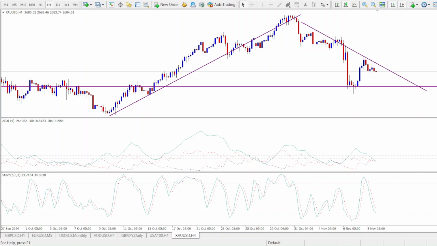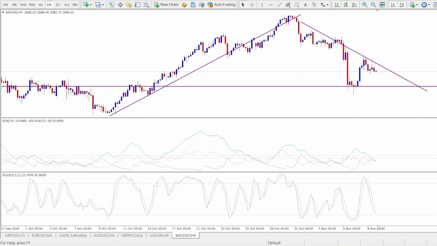Now, it's also essential to backtest this strategy before applying it to your live trades. Go through historical data, apply the ADX and stochastic, and see how it performs in different market conditions. This will give you more confidence when using the strategy in real time.